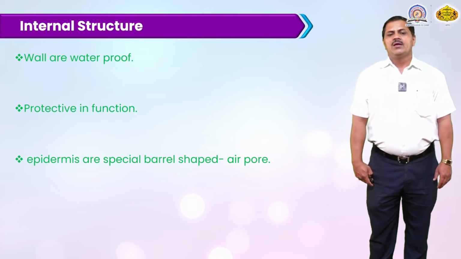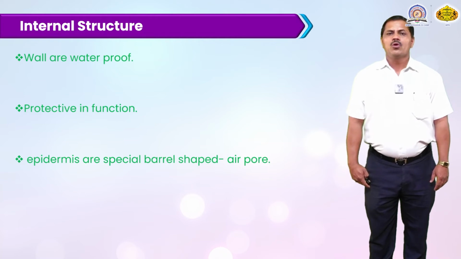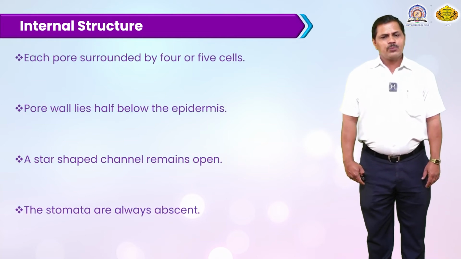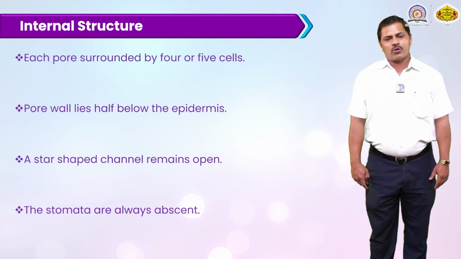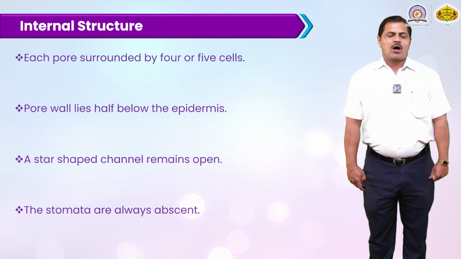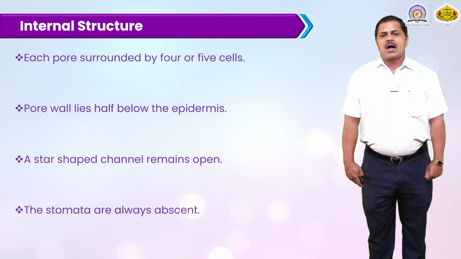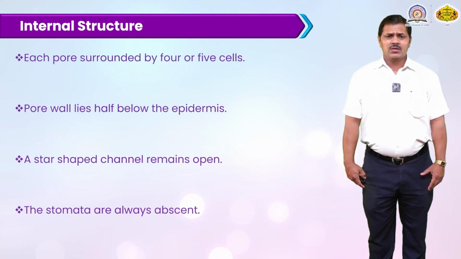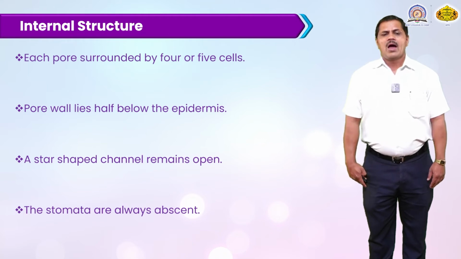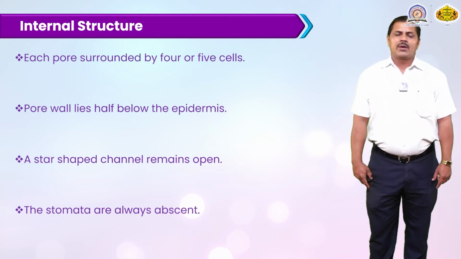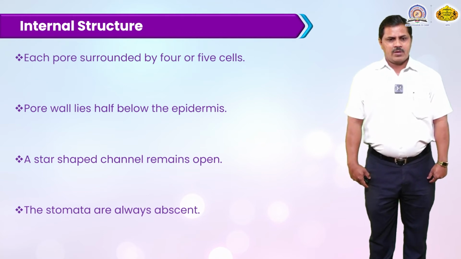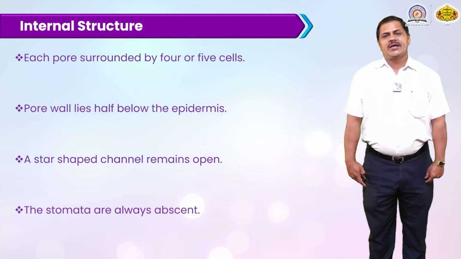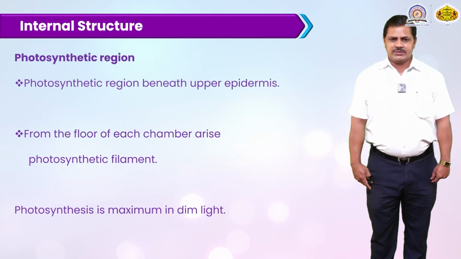In the upper epidermal cells, there is also a special structure for the preparation of their own food material. Each pore, a small aperture, is surrounded by 4 to 5 cells of the epidermis. The pore wall lies half below the epidermis, and the star-shaped channel remains open continuously. Stomata are always absent on the surface of this Marchantia species.